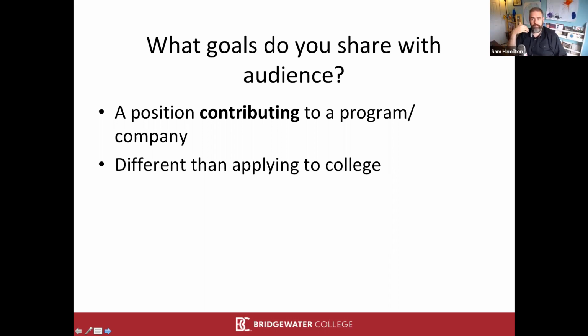And that's, again, your objective. Your goal here is not just to get a job or to get admission into a graduate program. Your objective is to contribute to that program. It's to help that program or that job get better, right?